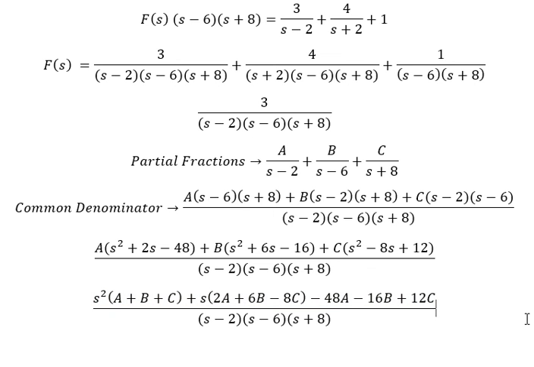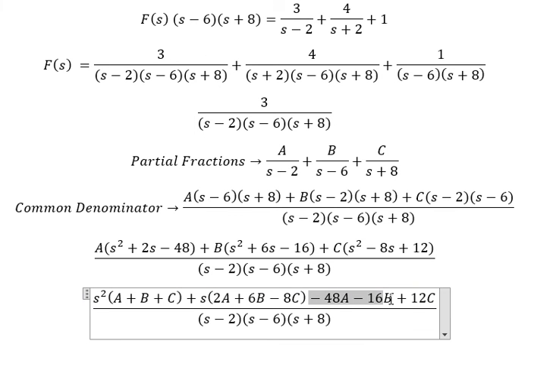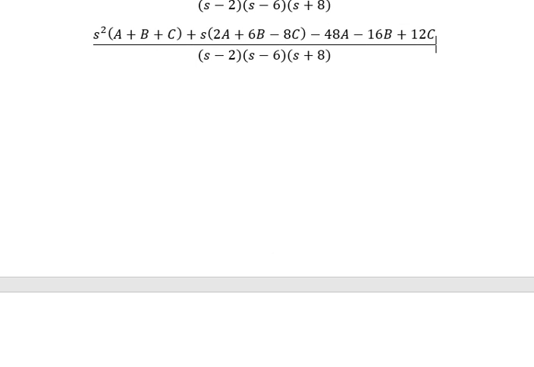Now, we need to compare coefficients. We just have only number 3, so this one equals to number 3. This one and this one equals to number 0 because we don't have s squared and s on numerator. So, we have the system of equations.